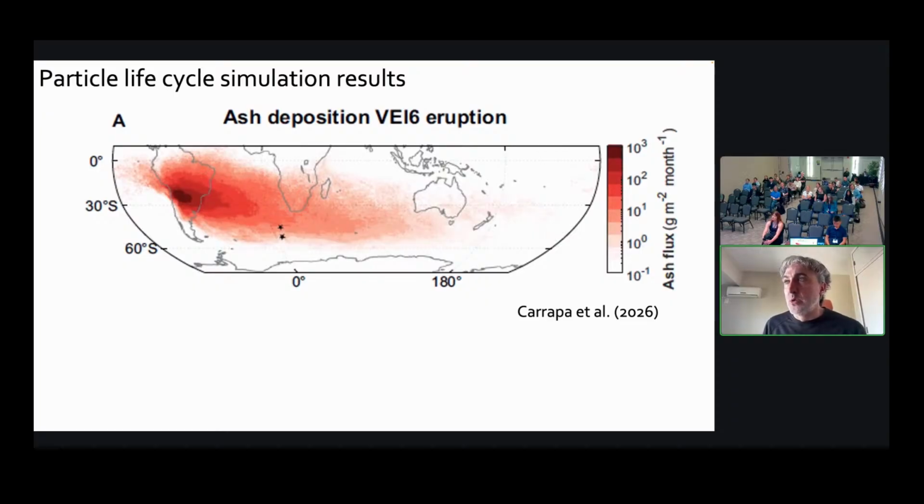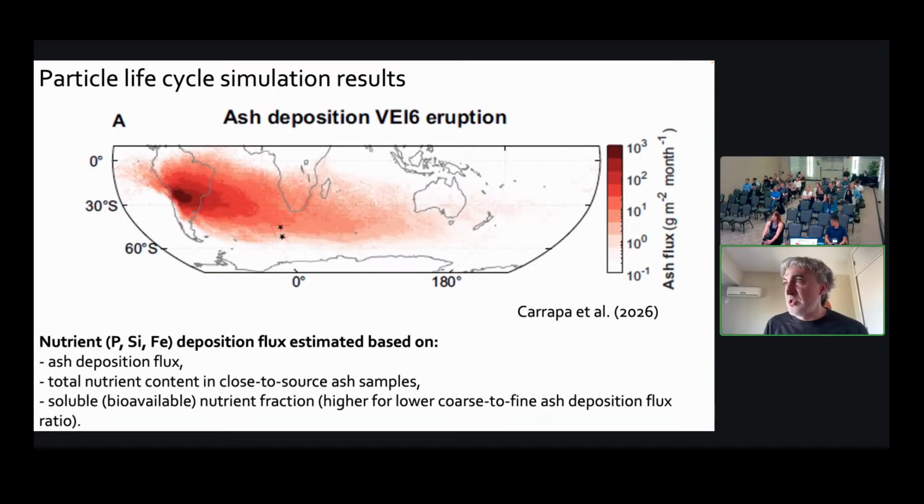These are the results from the HYSPLIT simulations for the present-day climate. We see that volcanic ash aerosols emitted from the Central Andes mostly go into the South Atlantic and South Indian Oceans. Based on these ash deposition flags, we derived nutrient deposition fluxes, but also based on the content of different micronutrients in close-to-source ash samples, and also how soluble these nutrients are, which is going to control how bioavailable the nutrients are to the primary producers.